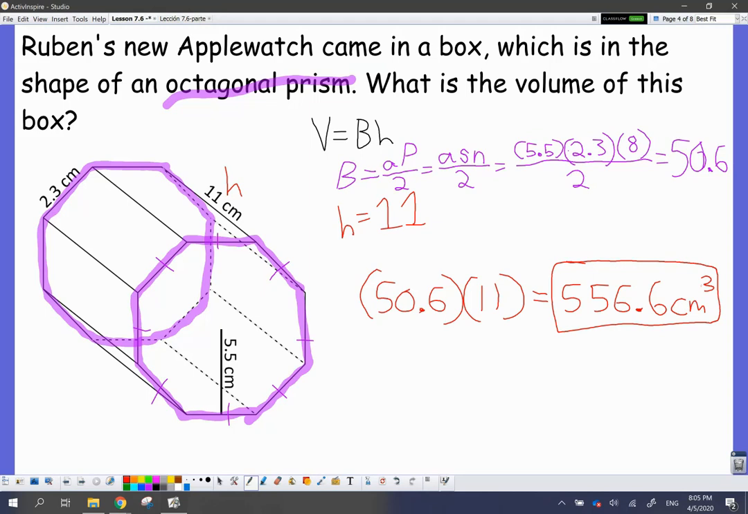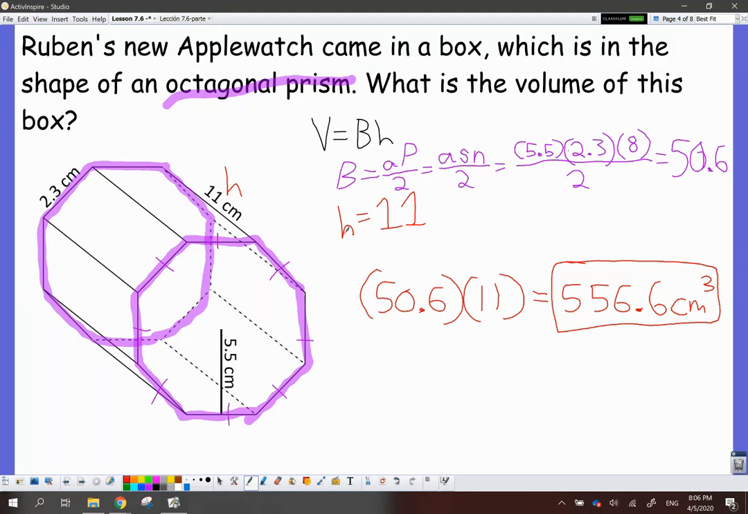So that's our answer. Some takeaways here. The hardest part here is calculating the capital B, because that is never the same for a shape. It depends on what shape your base is. So be very careful calculating that capital B. Use the area formula that corresponds with what shape your base is. So if your base is a triangle, this must be the area of a triangle. If your base is a rectangle, this will be the area of a rectangle.